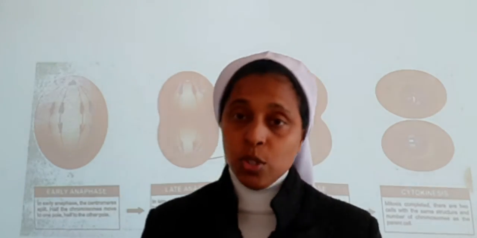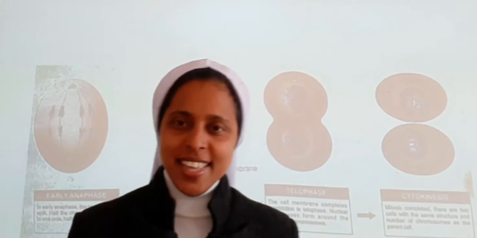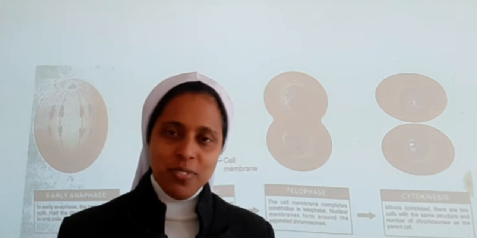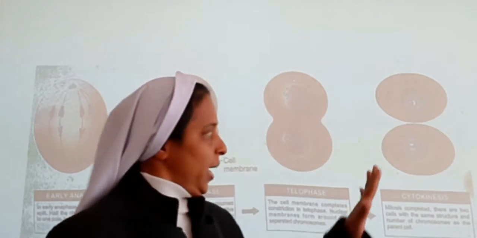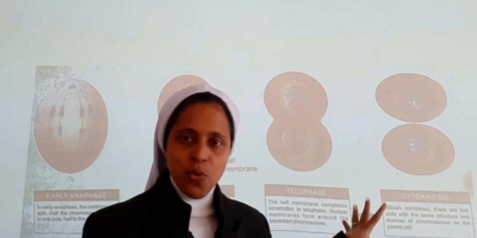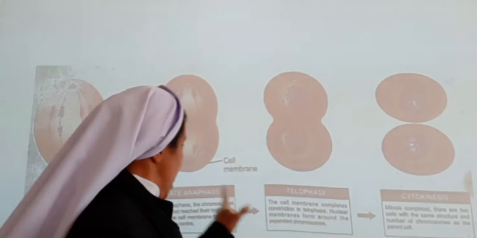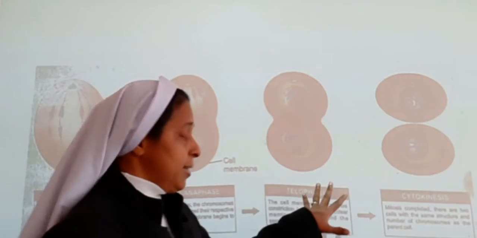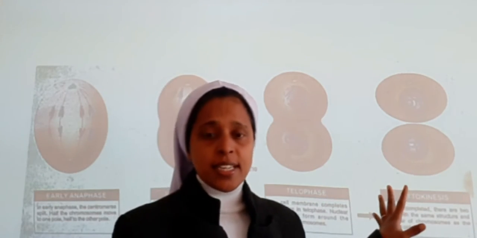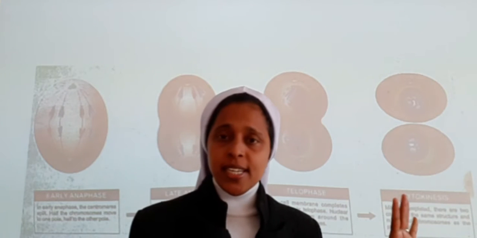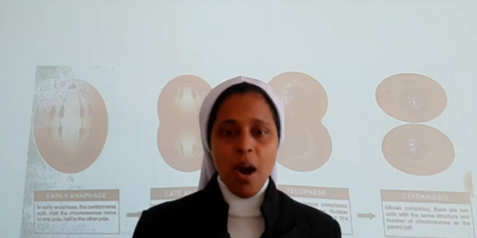Next, let us move towards the telophase stage. What is happening in the telophase stage? Telophase is the end stage of mitosis. You can see the telophase phase here. First we saw the early anaphase, then the late anaphase, and this is the telophase stage, the end phase of mitosis.